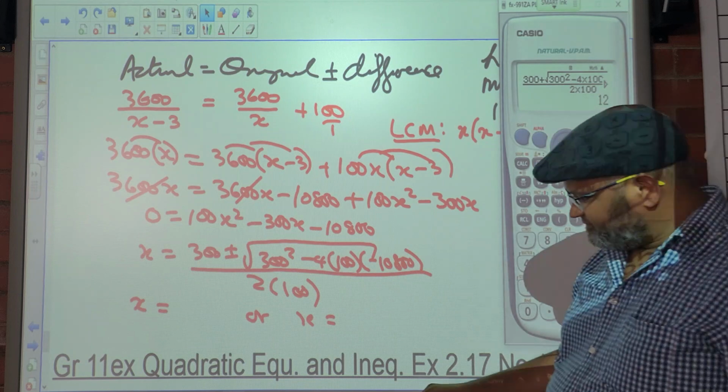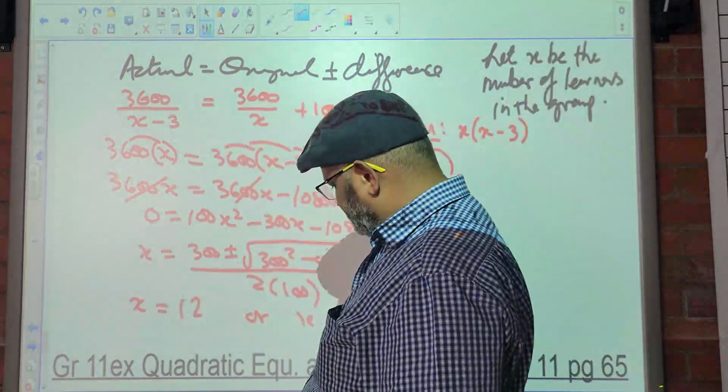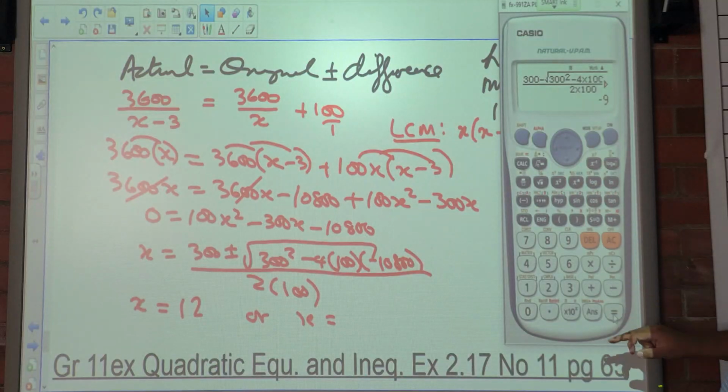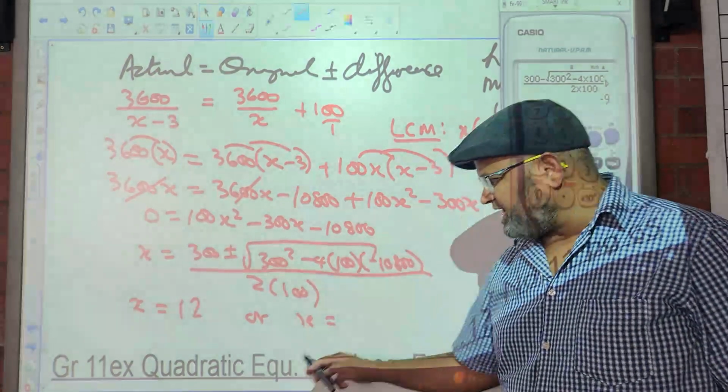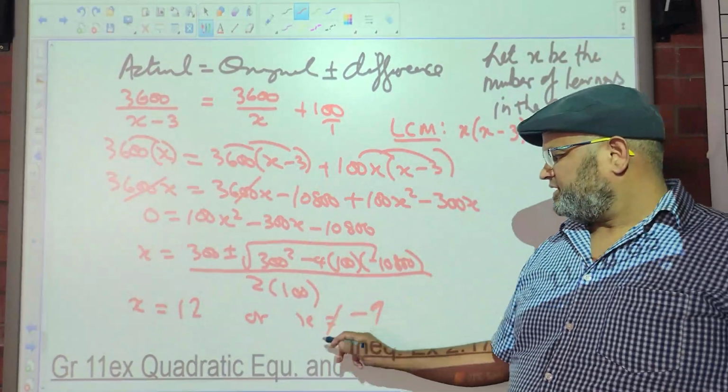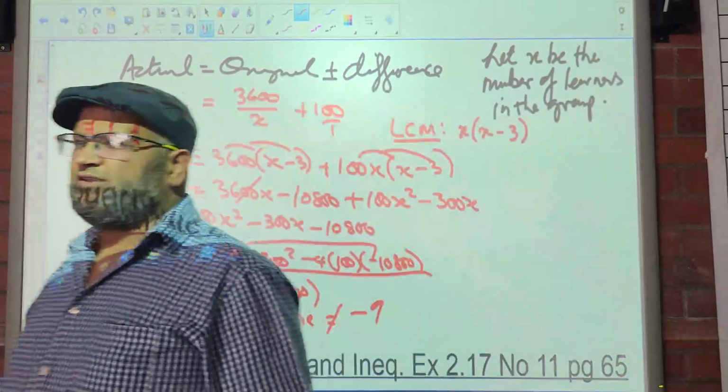So x is 12 or negative 9. Can there be a negative amount of learners on the camp? No. So therefore, there are 12 learners.